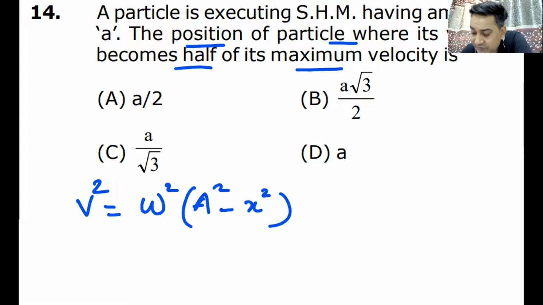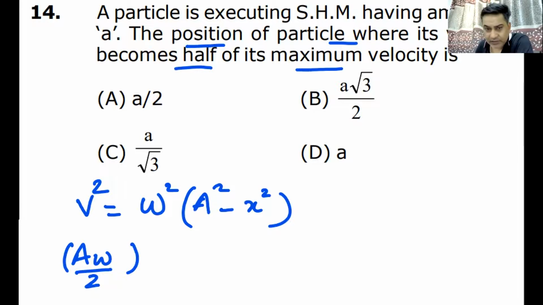Now what is the maximum velocity? Maximum velocity is A omega square. Do we understand this? It's not A omega square, I'm mistaken. It is A omega. The maximum velocity is A omega. So half of this maximum velocity will be A omega by 2. Yes or no?